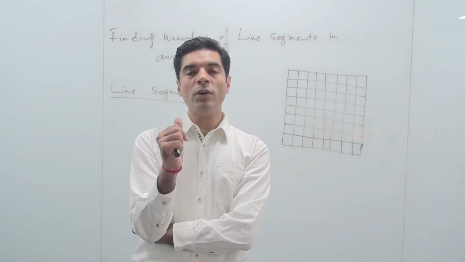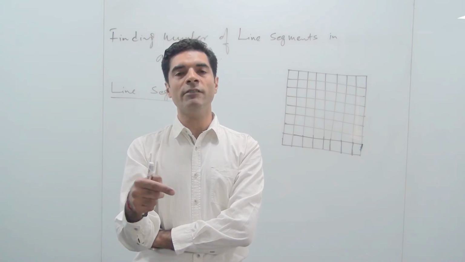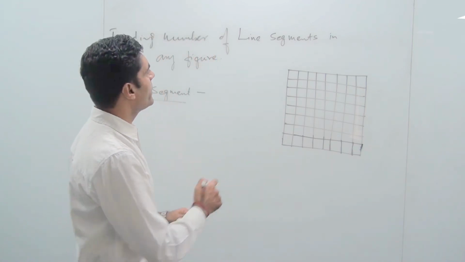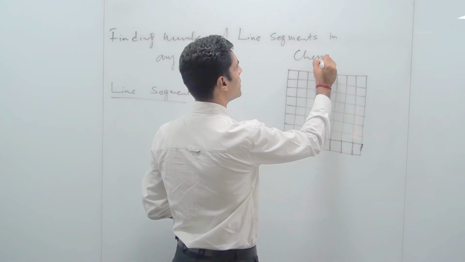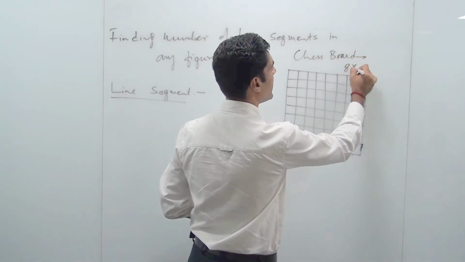Hello everyone. In today's session, I'll take you through finding out the number of line segments in a figure which is given to you. Let's say, for example, you have been given a chessboard, and we know that a chessboard is an 8 by 8 grid.